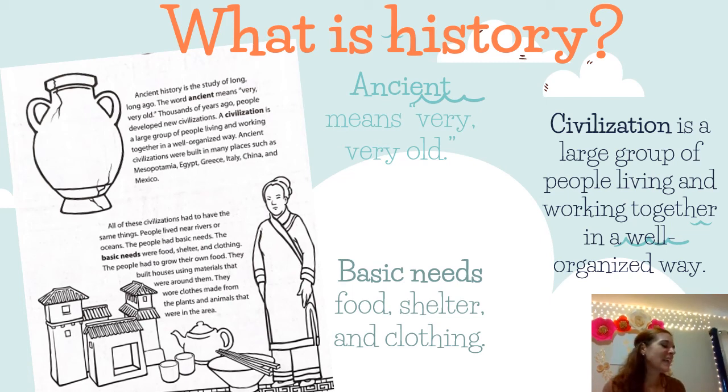Okay, let's keep reading. Put your finger on all of these civilizations had to have the same things. People lived near rivers or oceans. The people had basic needs. The basic needs were food, shelter, and clothing. The people had to grow their own food. They built houses using materials that were around them. They wore clothes made from the plants and the animals. So they made ropa from plants and animals that were in the area. Okay, let's keep reading.